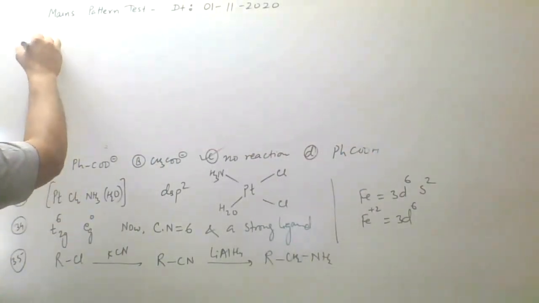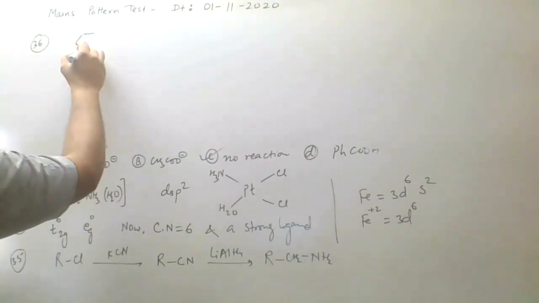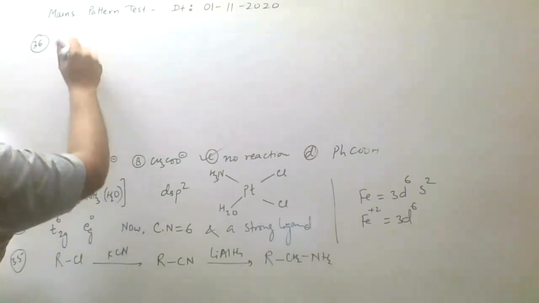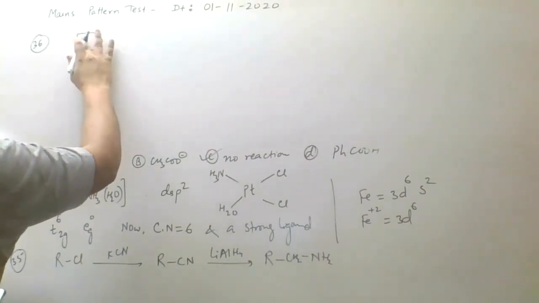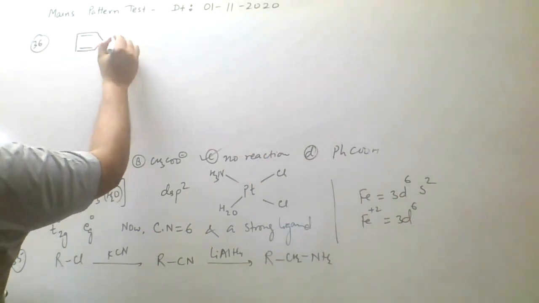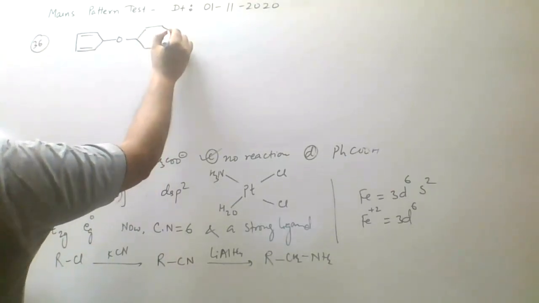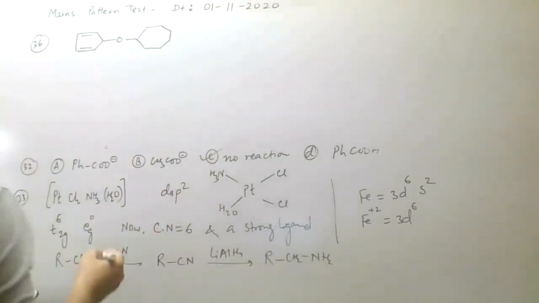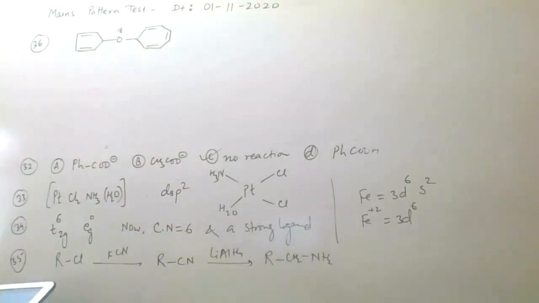In case of 36, we can say that there is one 7-member ring and the other will be the 5-member ring. So I got a 5-member ring and the other will be the 7-member ring. And in this case, we are given that this is like this, and here it is oxygenating.